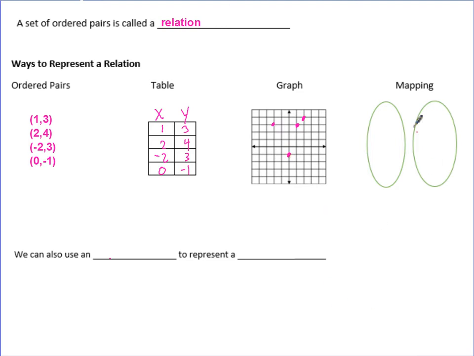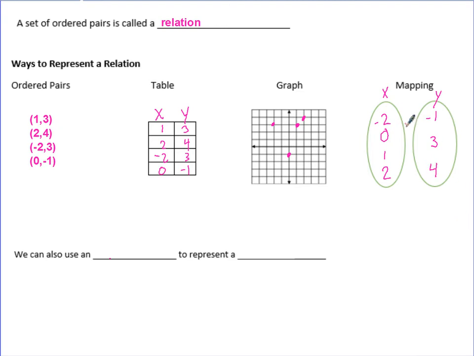Okay, when we have a mapping, we put the x values in one circle, the y values in another circle. Usually we're going to put these in numerical order. So if I look at all my x values, negative 2 is the smallest one, and then it goes to 0, then 1, and then 2. And then in my y values, my smallest y value is negative 1, and then I have 3. Now that 3 appears twice, but I'm not going to write it twice in the mapping because I'm going to end up drawing arrows. So I'm only going to write 3 once, and then I also have 4.